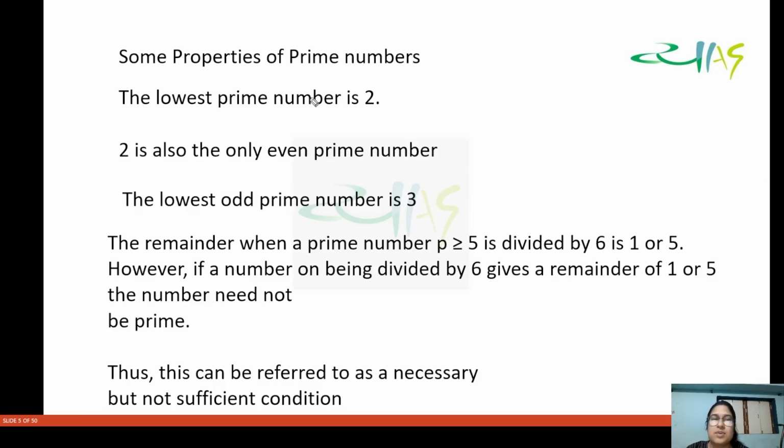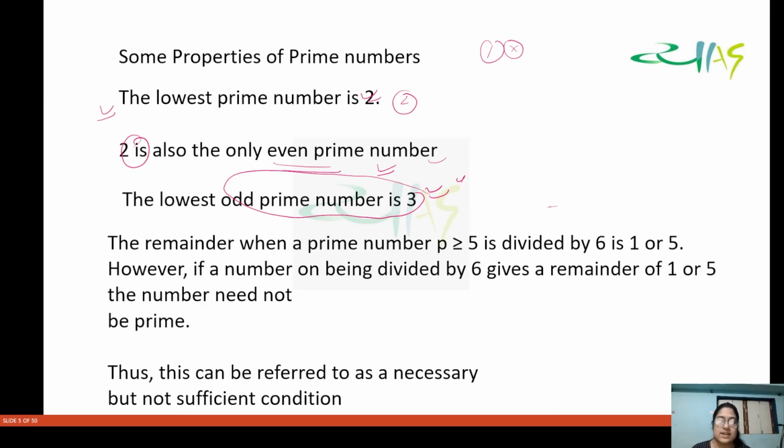See, the first property is that the lowest prime number is 2. Unity is not a prime number. The lowest prime number is 2. And also 2 is the only even prime number. Remember this, 2 is the only even prime number. And the lowest odd prime number is 3. So remember this also, that the lowest odd prime number is 3.